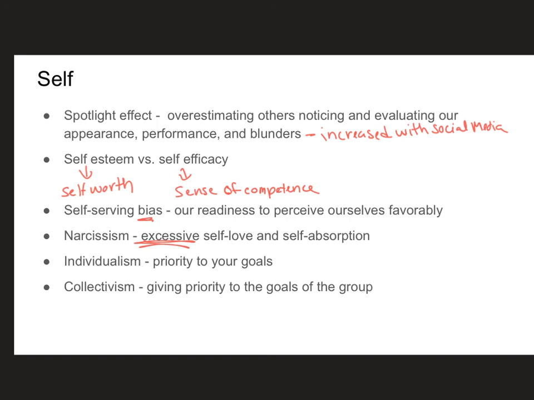Individualism is the priority to your own goals. So if you have a couple of things to do, but one of them is your own personal goal, you're probably going to give that priority over other things that need to be done. The exact opposite of that would be collectivism, where you give priority to the group versus yourself. And those can be interchangeable. So these are, again, just some terms that you want to be familiar with and you want to know for this chapter.